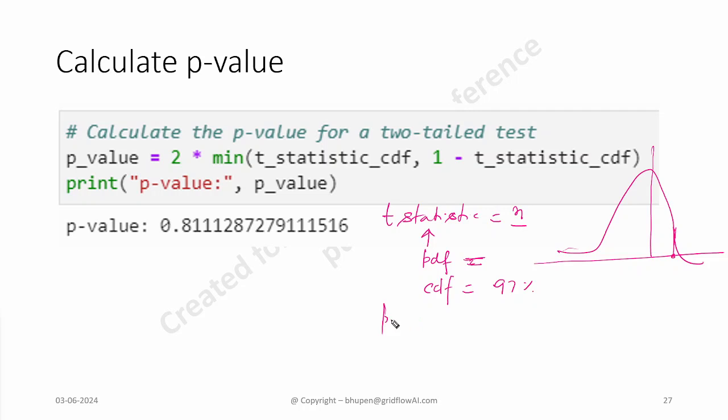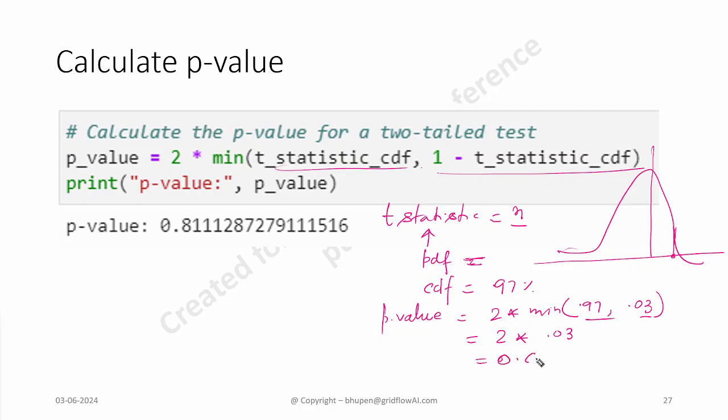So the p-value here will be 2 times the minimum of the t-statistic CDF, which is 0.97, and 1 minus this, so this is 0.03 or something like that. So this is going to be 2 times the minimum of these two, which is 0.06. That's my p-value. Now this has to be compared with the significance level that we have set, which is 5%.